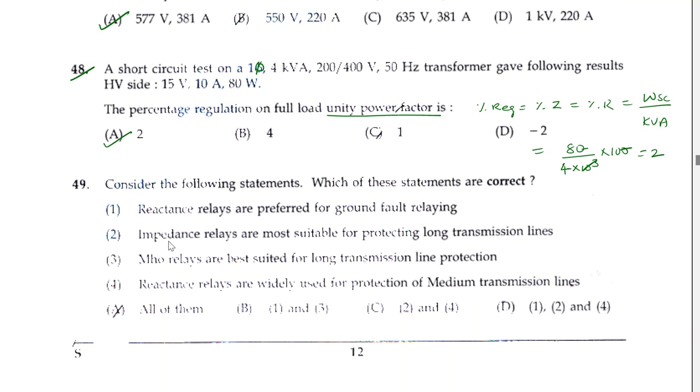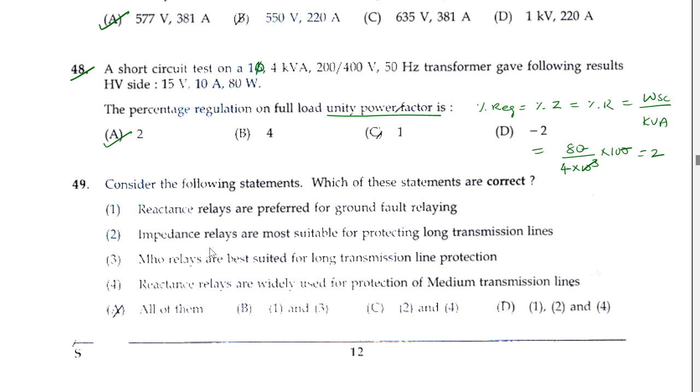Next one, consider the following statements. Which of these statements are correct? Reactance relays are preferred for ground fault relaying, that is, line to ground fault. Impedance relays are most suitable for protecting long transmission lines. Mho relays are best suited for protection of long transmission lines. Reactance relays are widely used for the protection of medium transmission lines. We know that reactance relays are used for the protection of short transmission lines. For a medium transmission line, impedance relays are used. For long transmission lines, mho relays.